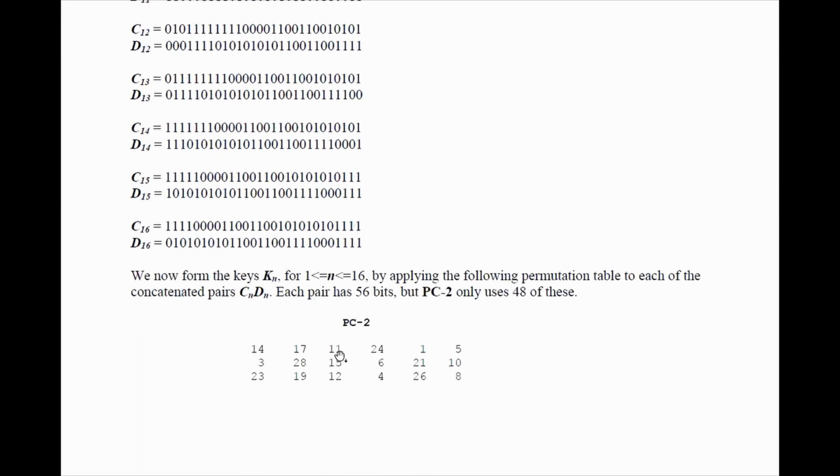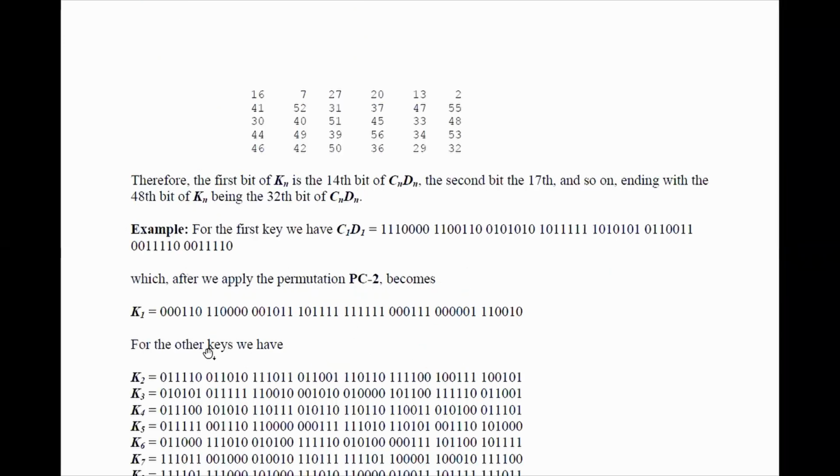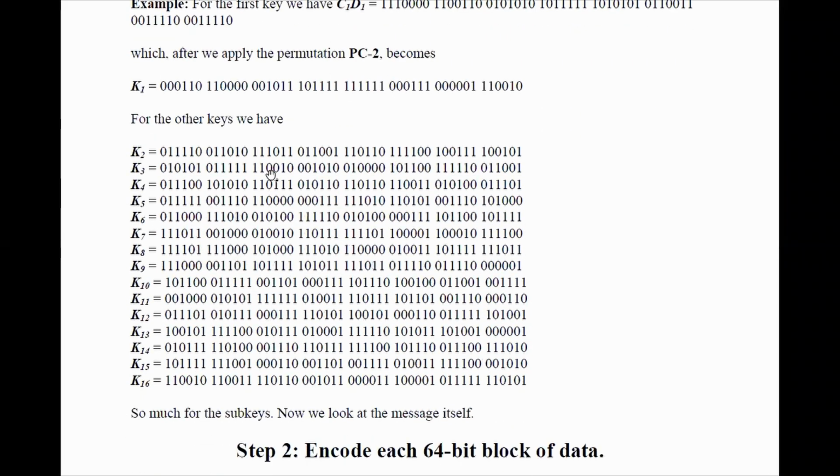When you apply PC2, it will reduce the total length. This is a 56 bit length, and you'll have to get the 48 bit length. So each pair has 56 bits. When you apply PC2, it creates a 48 bit key. Okay, so these are the keys which are getting generated. So this is a sub key generation algorithm.